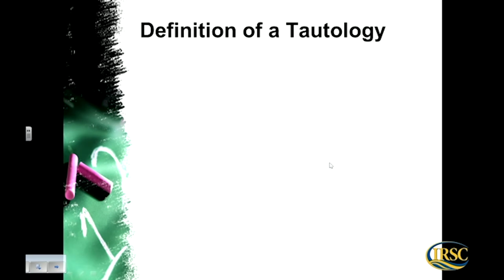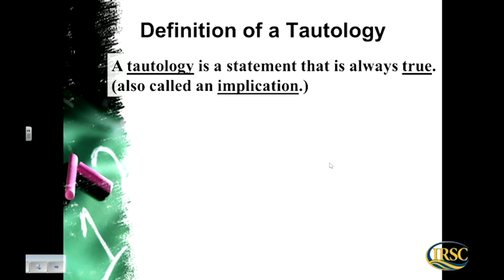All right, so now a couple more vocabulary words. Definition of a tautology. A tautology is a statement that is always true. You might also call it an implication. Okay, if you have your handout, you have a truth table under this definition. And so those of you that don't have your handout, this is what the truth table has in there.